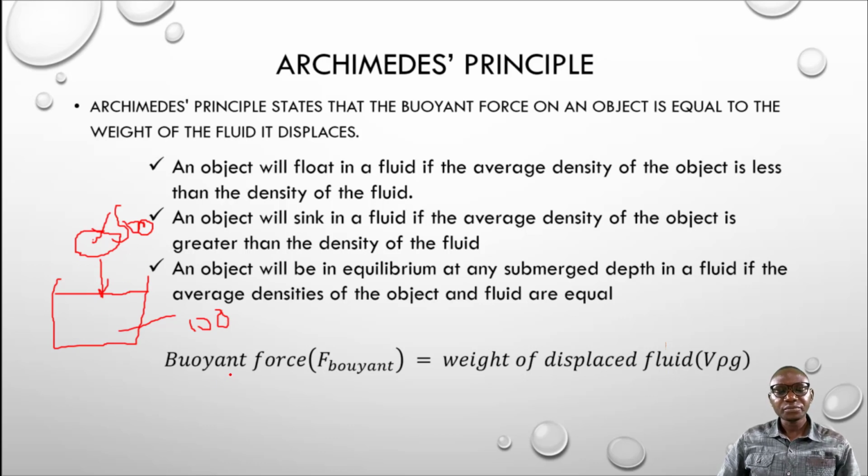And the formula to calculate the buoyant force, which is the force that makes the material float inside the fluid, the liquid, is F buoyancy, which is the weight of the water displaced: volume times acceleration due to gravity times density. As you can see on the screen, that is the volume of the fluid, the density of the fluid, and the acceleration due to gravity.